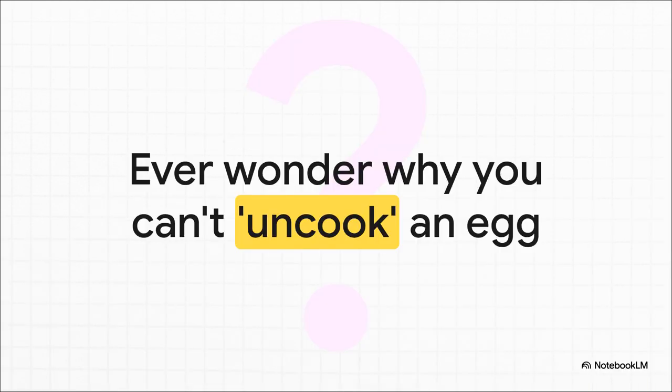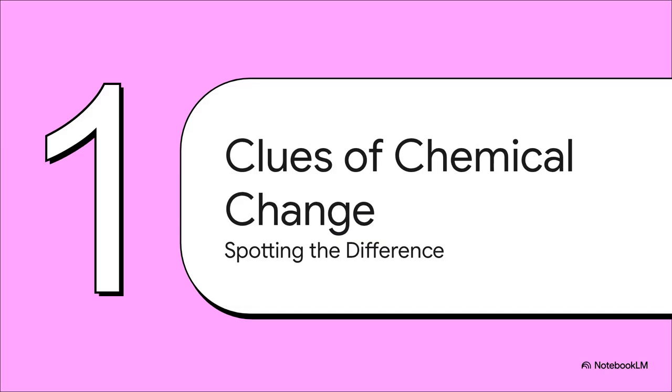So let's start with a really simple mystery from the kitchen. You can take an ice cube, melt it into water, and then freeze it right back into an ice cube. No problem. But have you ever tried to uncook an egg? Yeah, you can't do it. So why not? Well, the answer comes down to a huge difference between a change that's just temporary and one that's permanent. And spotting that difference is our very first mission.